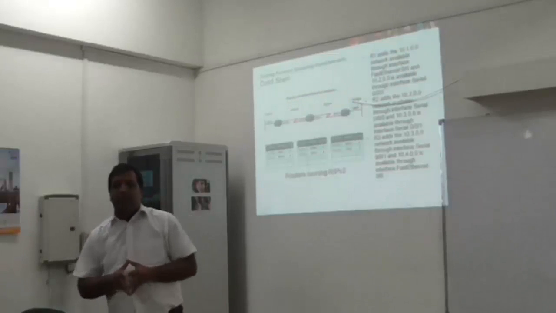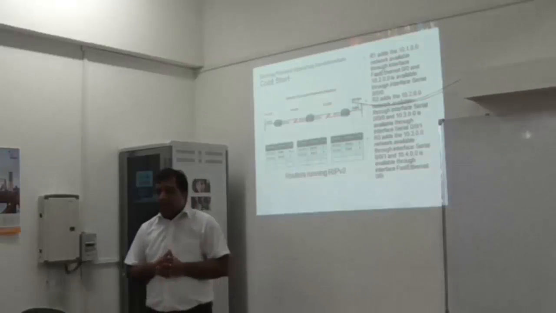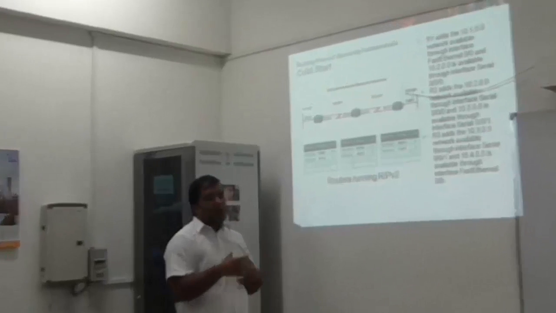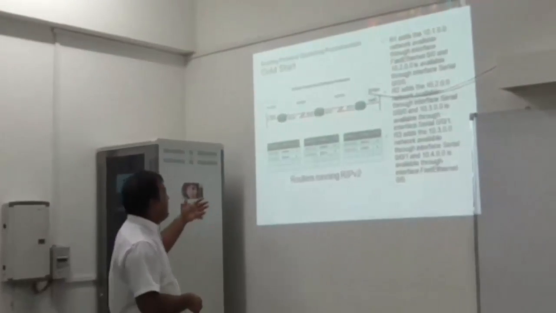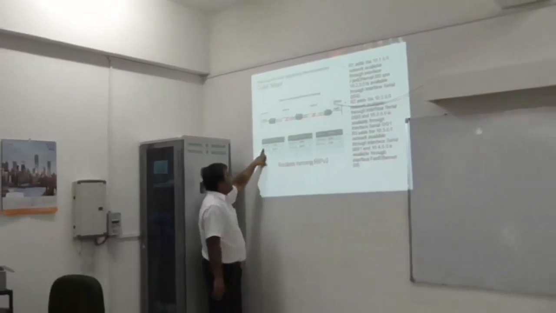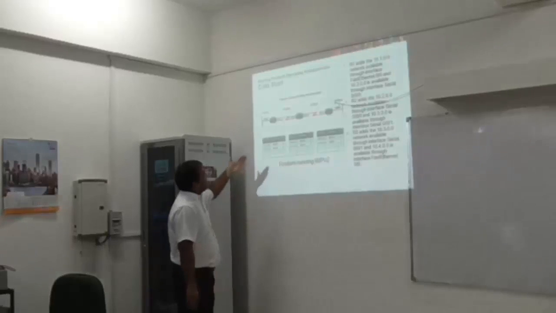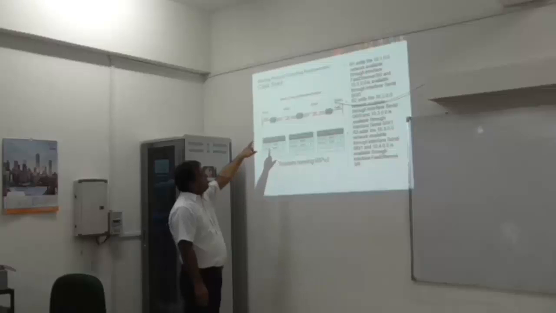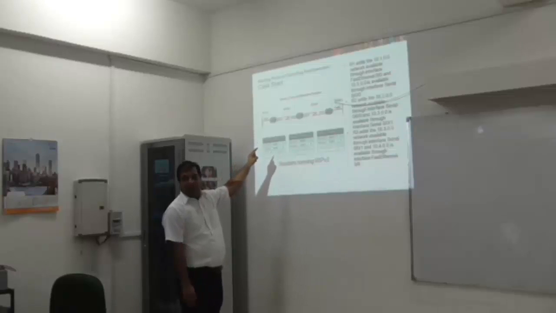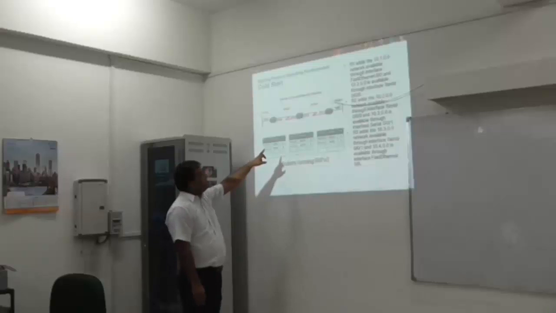Now in the routing information protocol, what is a cold start? Cold start is that the routing table is propagated, and it cannot be updated immediately. Here they show the network 10.1.0.0, which is connected to the fast Ethernet, and the 10.2.0.0, which connects router 1 to router 2 with the help of serial interface 0/0/0. Now here the host count is 0.